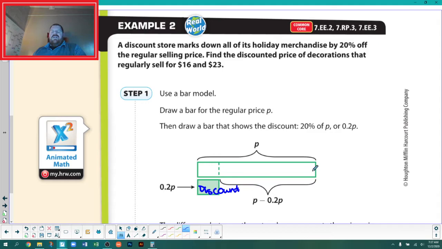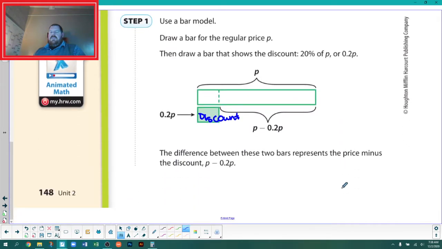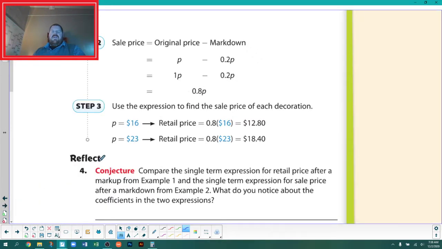This up here is the regular selling price. And if we take a 20% discount, the amount that's left over is the amount that we're going to sell it for. And the way we figure that out is our original price minus 20% of that original price. Okay. And they're going to go through something that's going to help us out a little bit more. If we look at the sale price equals the original price minus the markdown, or the 20% of that original price, you can do this problem either way.